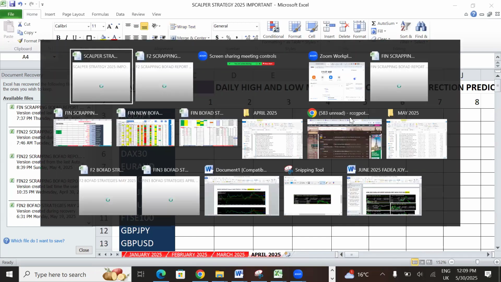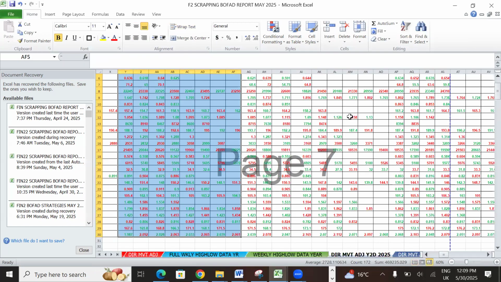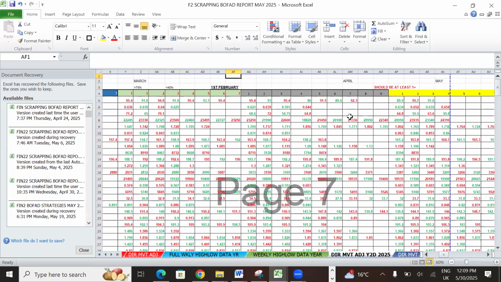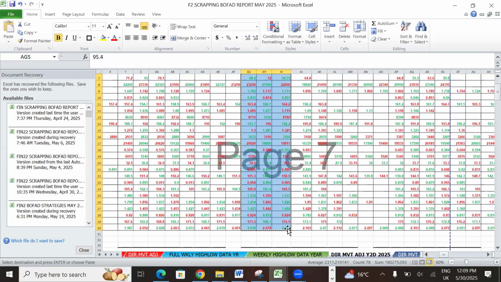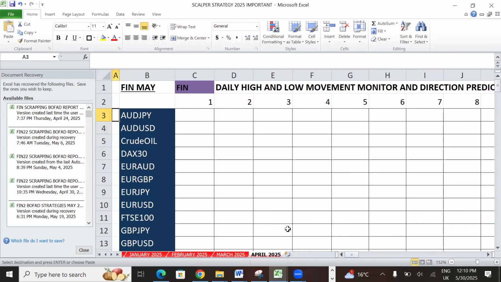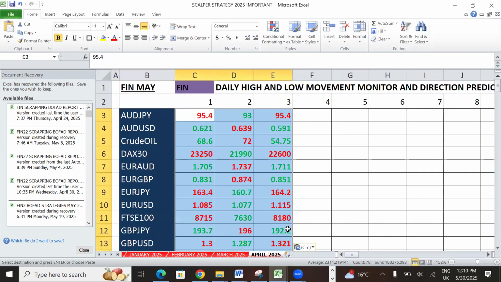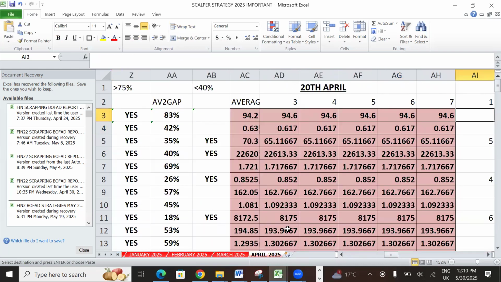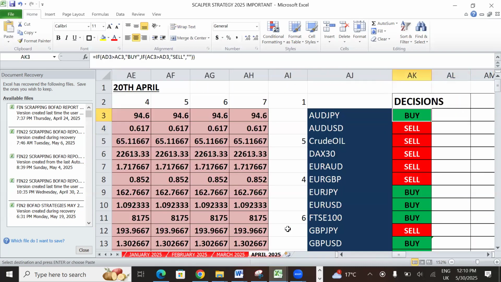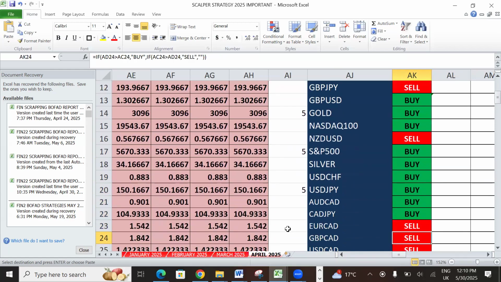So let me also show you something. I won't input the data for April at once. Let me first input the first three datas. So look at the first three datas in April. Let's look at the decision. You can see it already has decisions now. It's a buy for now. So these ones are sell, buy. You can see the decisions are there.